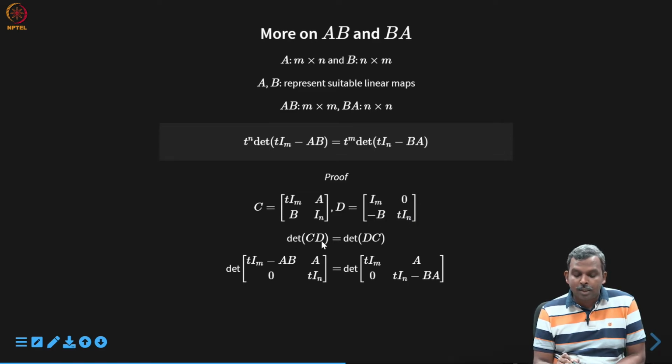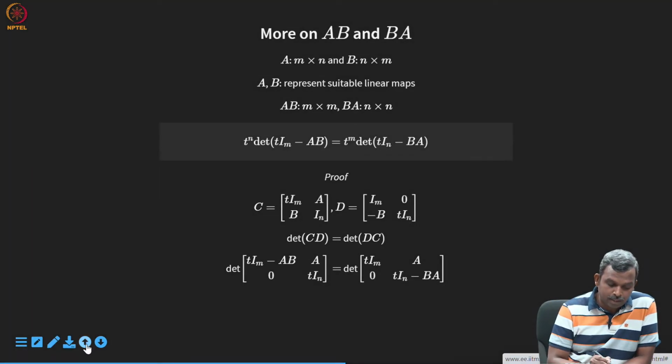We know always that determinant of CD and determinant of DC are the same, right. So, if you multiply CD, you get this, you multiply DC, you get this. So, what is determinant of this? Determinant of this guy into determinant of T I_n, that is T power n. What is determinant on this side? Determinant of this times determinant of T.